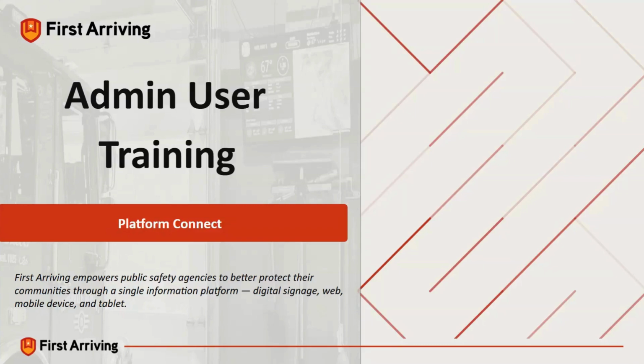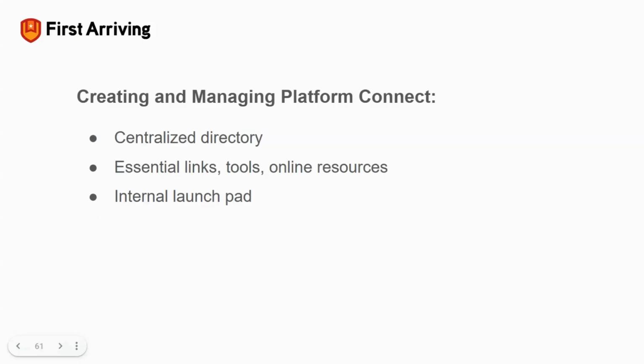In this video, we are going to talk about managing your Platform Connect web directory. The Platform Connect is your organization's centralized staff-facing directory of essential links and tools for online resources. So think of it as an internal launch pad, or almost like a digital wallet. It's one place where your members can find the websites and systems that they use the most without having to search or remember the URLs.